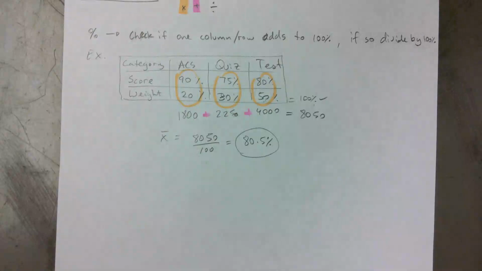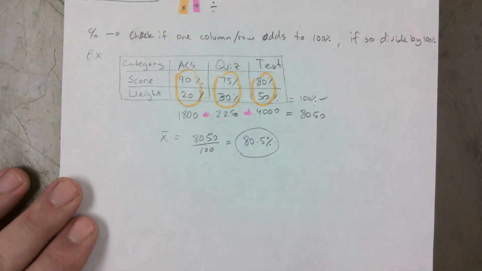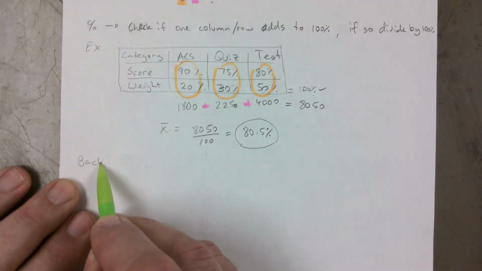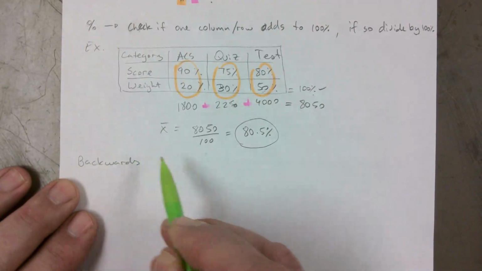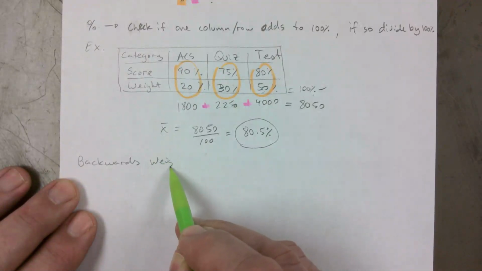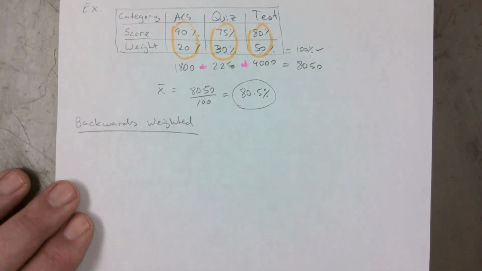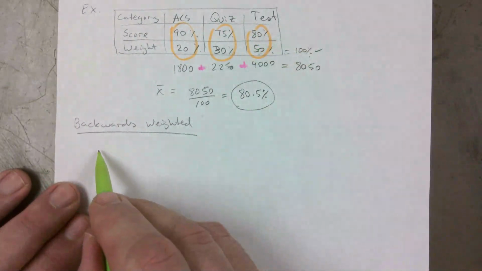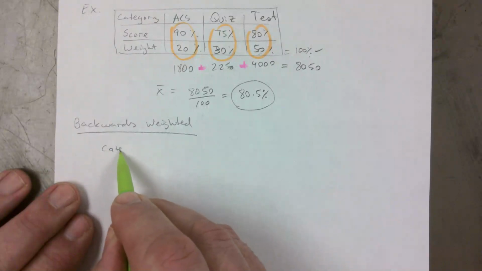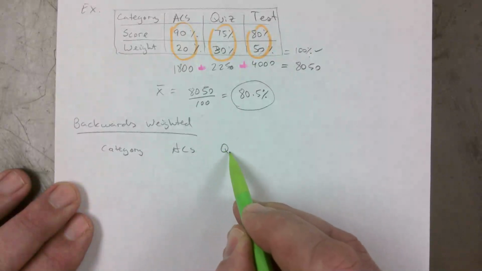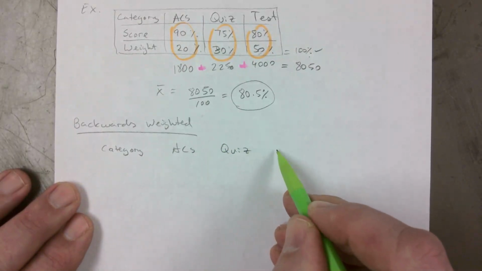Okay, I'm gonna give you another example here. This is the weighted mean scenario. What if you have a backwards weighted mean? Okay, backwards weighted. So let's take that exact example there. Category, ACs, quiz, and test.